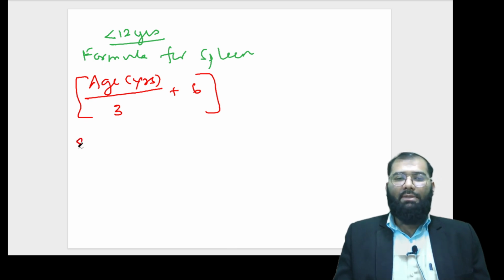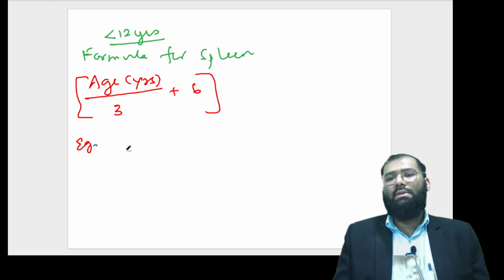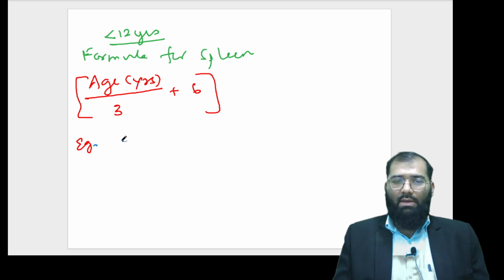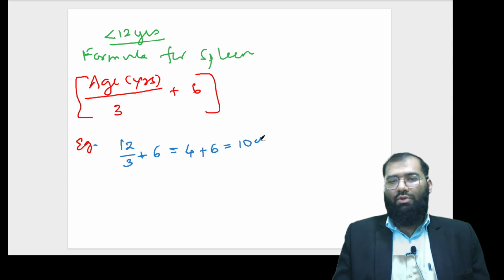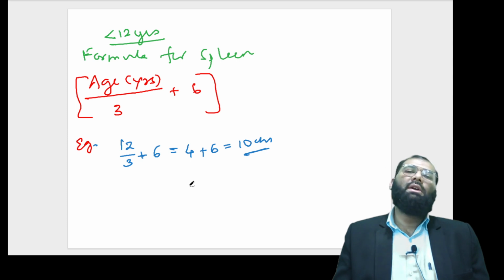For example, let us take examples so that it becomes very clear. Number one, suppose there is a child whose age is 12 years. What is the cutoff for splenomegaly? 12 upon 3 plus 6. What is 12 divided by 3? The answer is 4, plus 6, that is 10 centimeters. You know that after 12 the pediatric age group is gone.